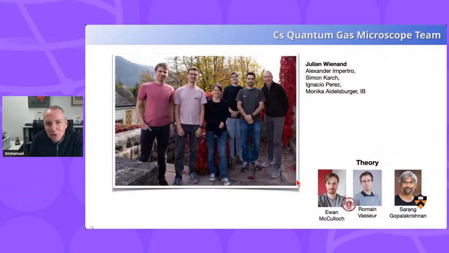The CSIM experiment also showed some data on the orbital degrees of freedom. That's work I'm doing together with my colleague Monika Aidelsburger here in Munich. And that was mainly work by Alex Impertro, showing you this new Bloch sphere for orbital degrees of freedom that we are working on together.